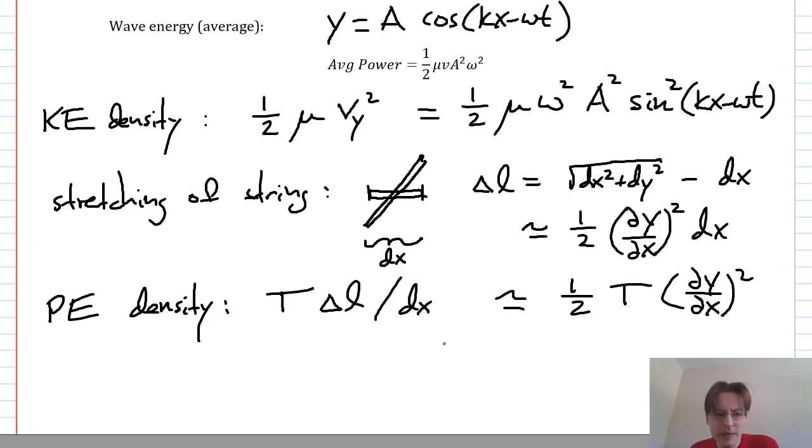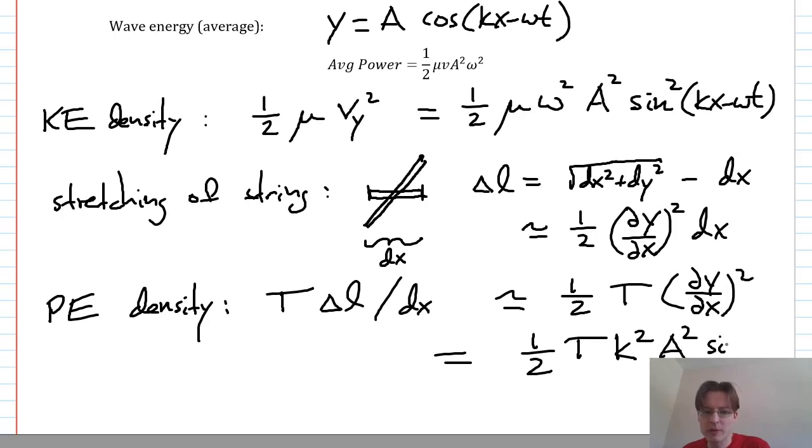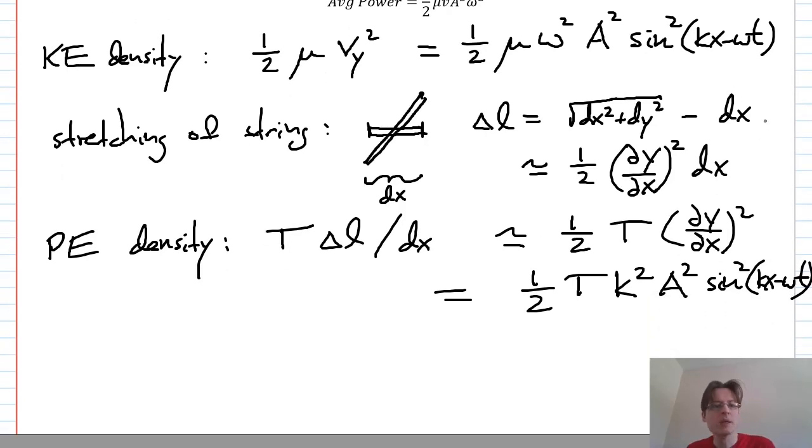Okay. Now let's see what that's equal to by plugging in the wave function. dy/dx pulls out a factor of k and turns it into a sine function, and I've got to square it. So I'll get that this is 1/2 times the tension times k squared times a squared sine squared. All right. So we've got the kinetic energy density and the potential energy density. The total energy density is the two added up.